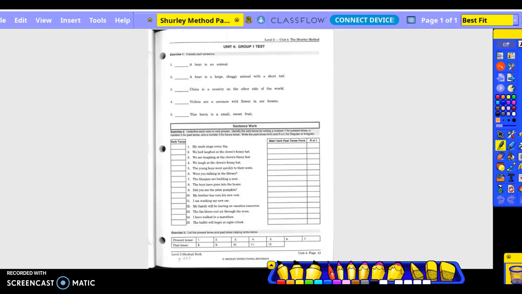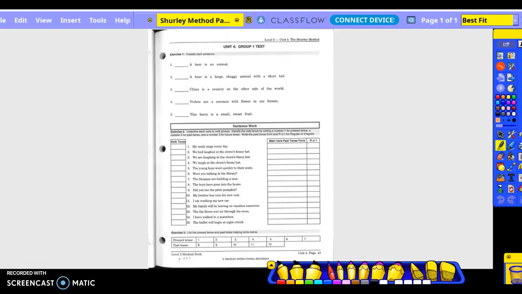Fifth grade Shurley Love is page 41. We're going to do part 1, so exercise 1. We are learning a new pattern, so this is pattern 4, and we are adding in predicate nouns to our classifying of sentences. So a predicate noun is a noun or a pronoun.